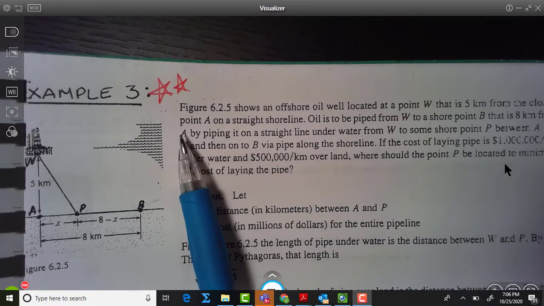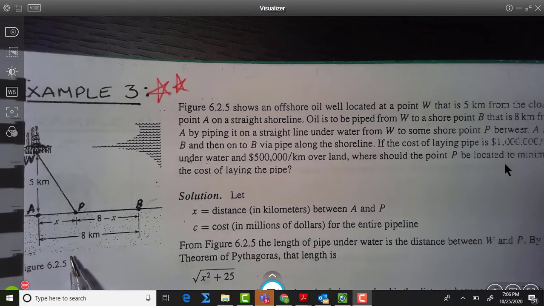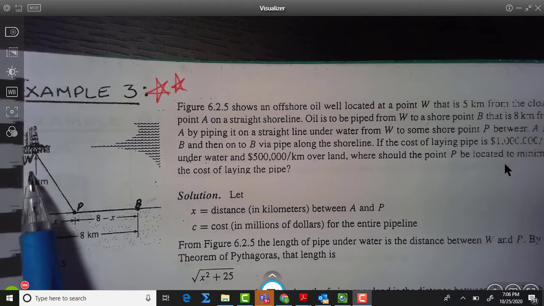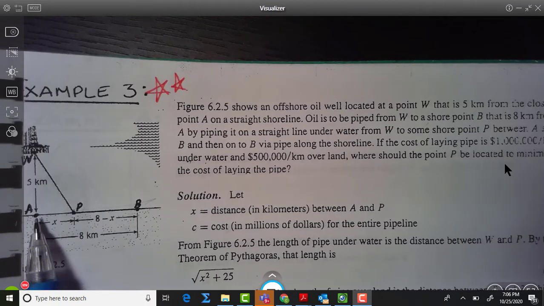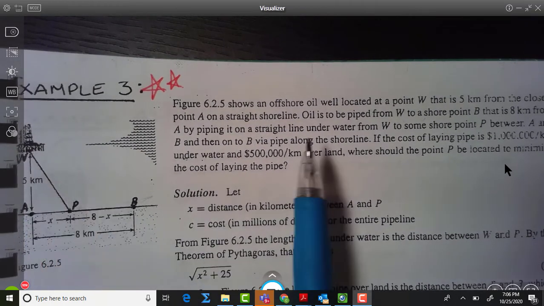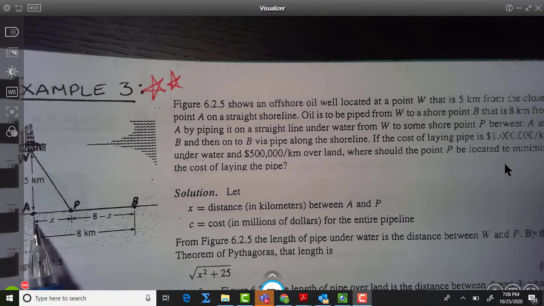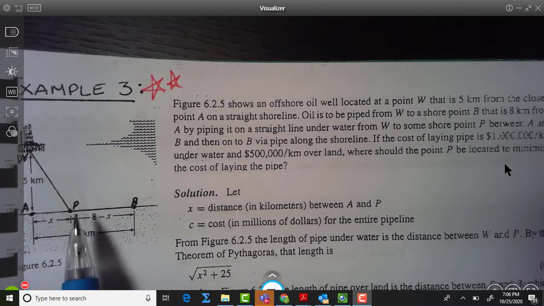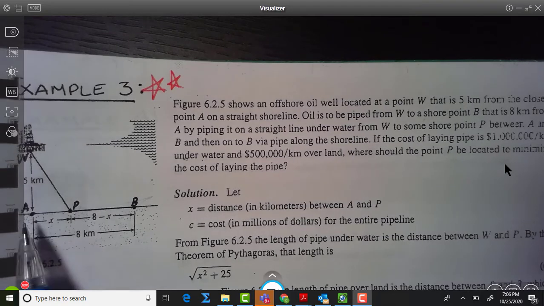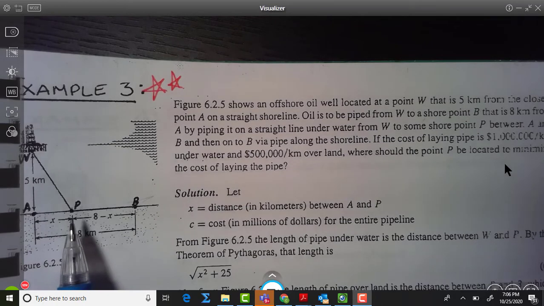Okay, here's a problem for you engineers out there. Figure 6.25 shows an offshore oil well located at a point W that is 5 kilometers from the closest point A on a straight shoreline. Oil is to be piped from W to a shore point B that is 8 kilometers from A by piping it in a straight line underwater from W to some shore point P that's between A and B, and then on to B via pipe along the shoreline.